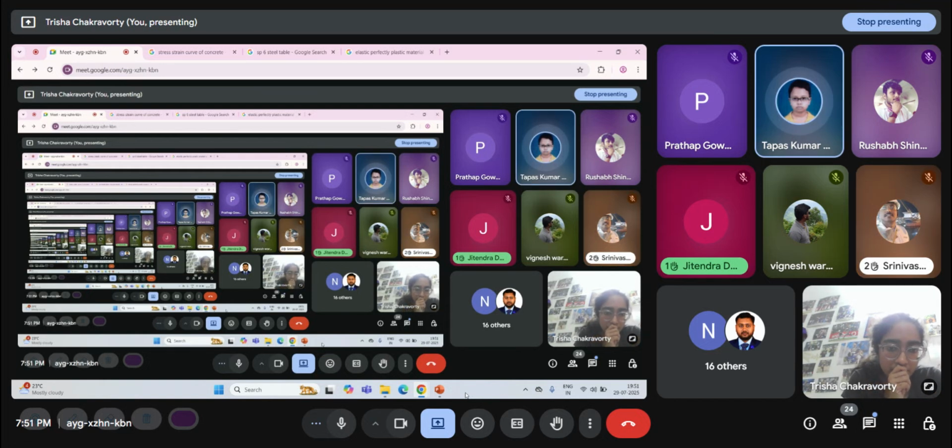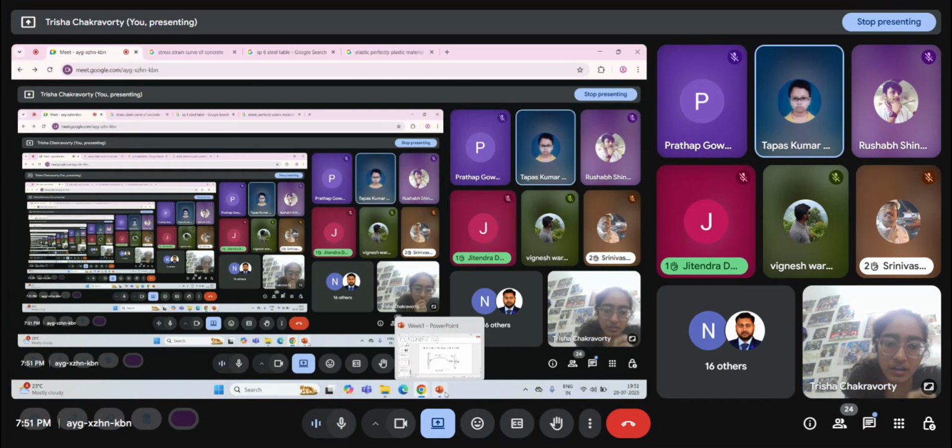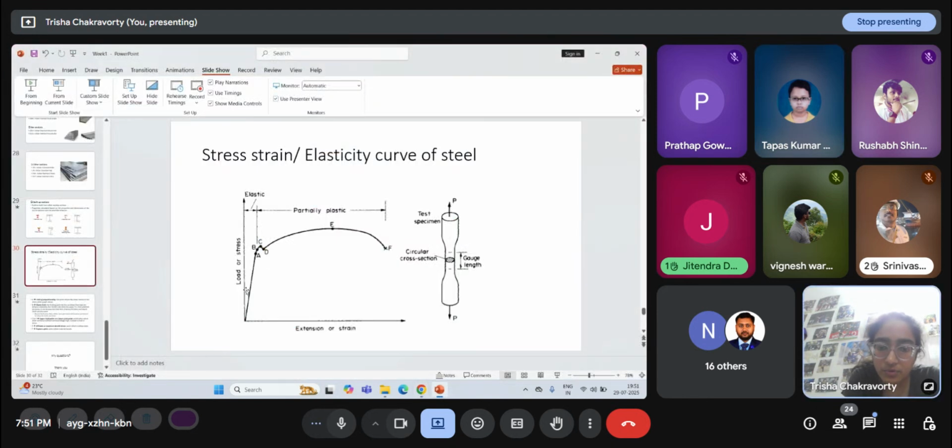Madam, up to the limit of proportionality, Hooke's law will be followed. हुक्स लॉ फॉलो करता है इसमें up to A, not B, up to A. Hooke's law means stress is proportional to strain, in very simple terms. So this is a linear zone. उसके बाद Hooke's law नहीं follow हो रहा है. उसके बाद it becomes elastic, then it becomes partially plastic and all.